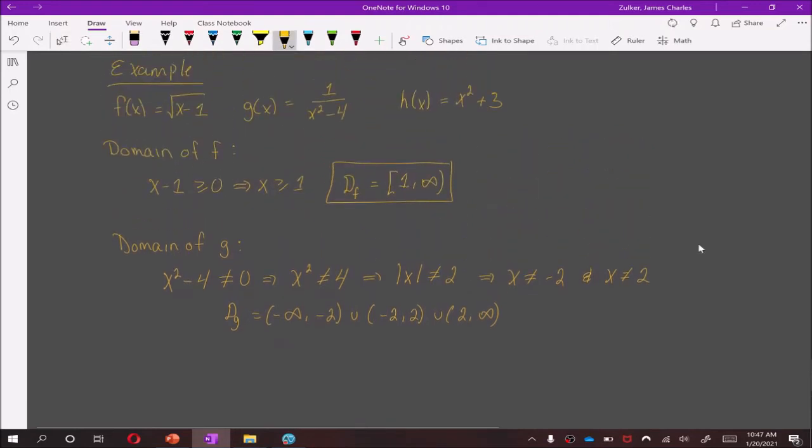If we now look at domain of h, notice that it's a polynomial. x squared plus 3. Doesn't have a denominator. Doesn't have an even radical. So there's no restrictions. So the domain for h is everything, minus infinity to infinity, which is also represented this way. This means the set of real numbers.